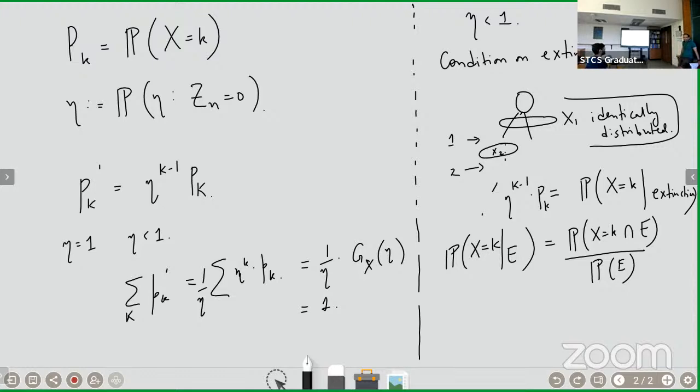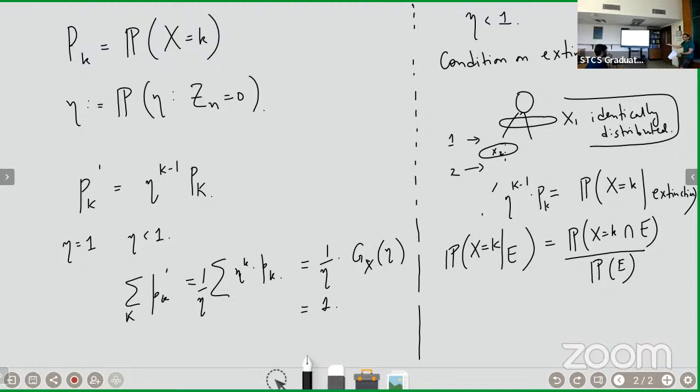You're spot on. What you're saying is that, given that X was k, extinction happens only if all possible branches go extinct. And what is that probability? Because from that level downwards, everything is independent. So eta to the power k has to happen.